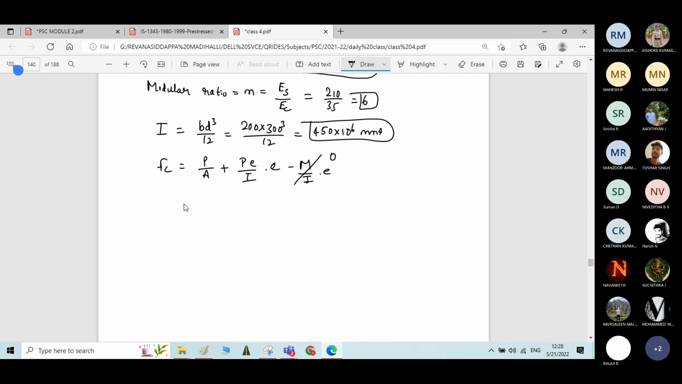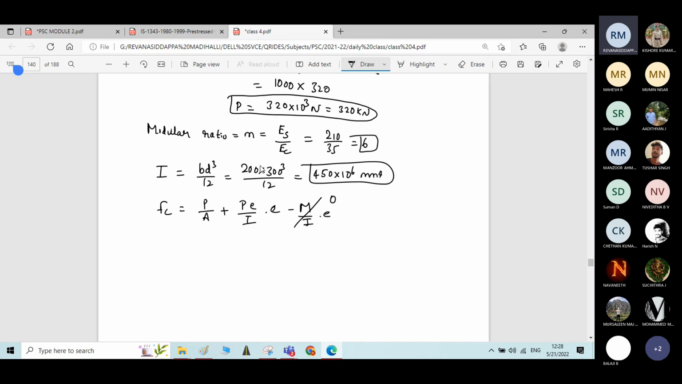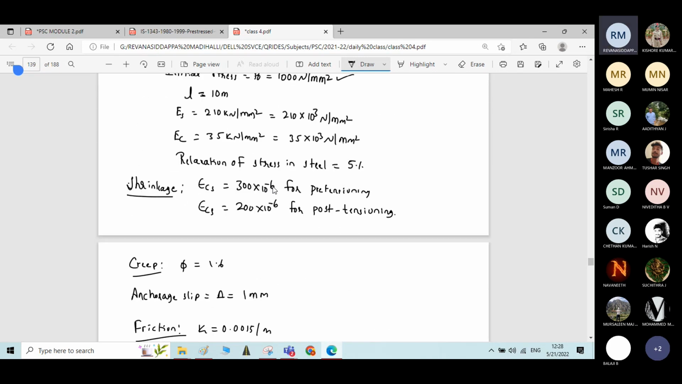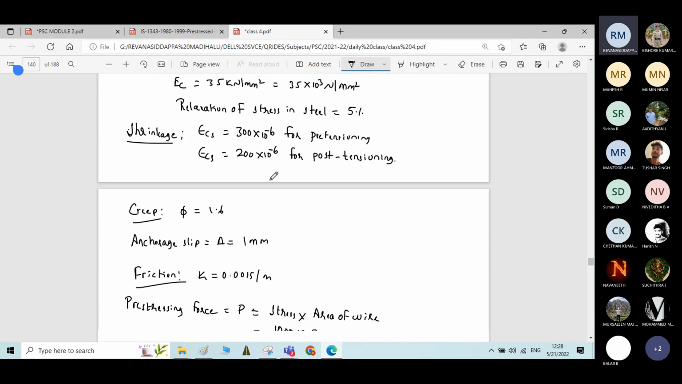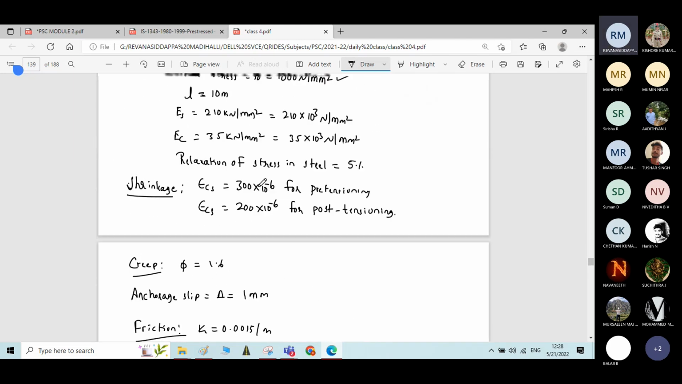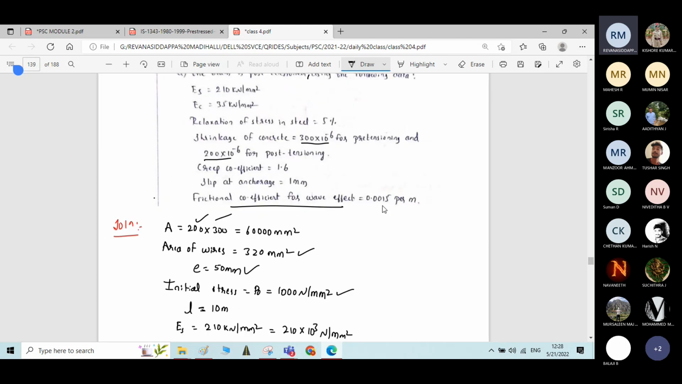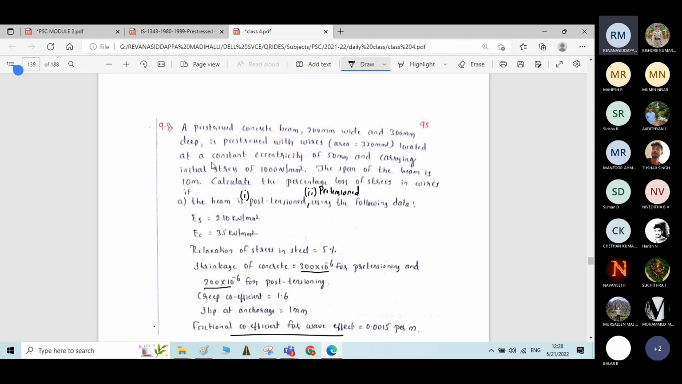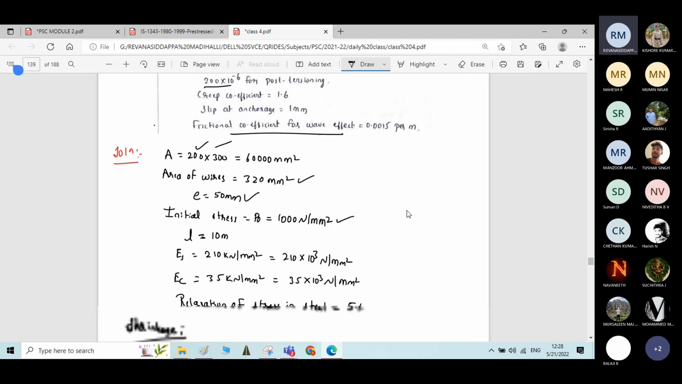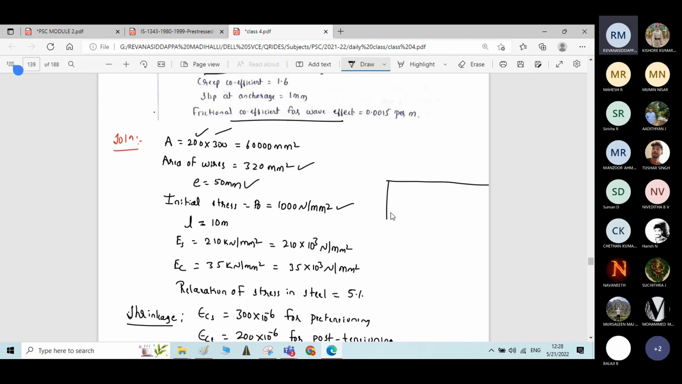Okay, therefore P, pre-stressing force just before we have calculated, that is 320 into 10 power 3 Newton. Area of cross section also we have calculated. Okay, area of cross section is 60,000 mm square, and eccentricity is given in the problem directly. It is given as 50 mm. Okay, it is having constant eccentricity. It is not a parabolic cable. It is a straight cable. Okay, he says that constant eccentricity. Constant eccentricity will come only when the cable is straight.